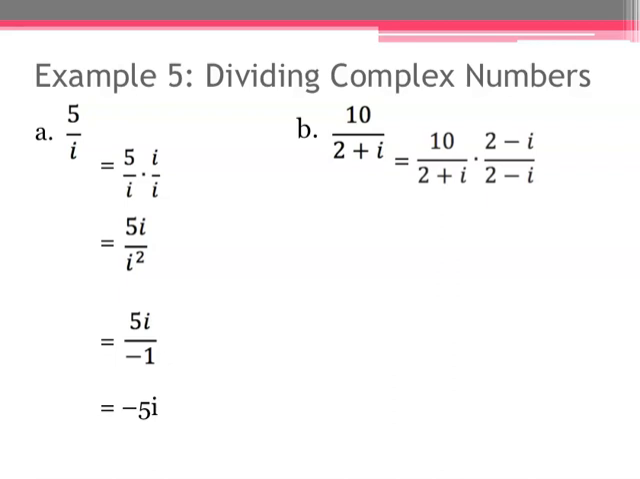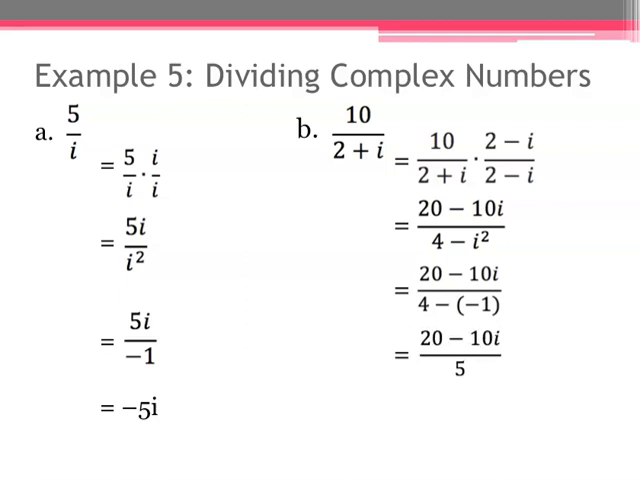All right, this means there's a little bit of distribution going on here. So 10 times 2, that's 20. 10 times -i, that's -10i. And on the bottom, we have 2 times 2, that's 4. And then we have minus 2i plus 2i, which cancel each other out. And then minus i squared. Now, anytime you see an i squared, remember you want to replace it with -1. So on the bottom, this becomes 4 minus -1, and that becomes 5. And 20 minus 10i all over 5, we can simplify a little bit further, and that becomes 4 minus 2i.